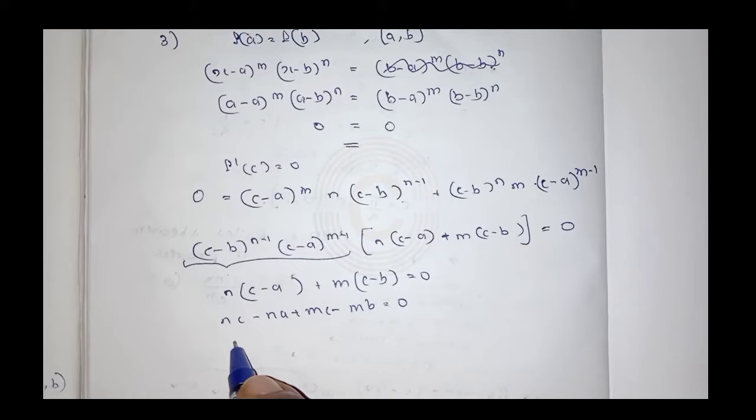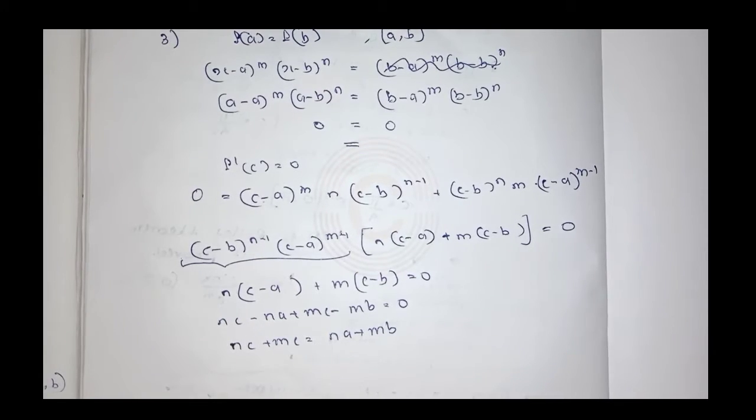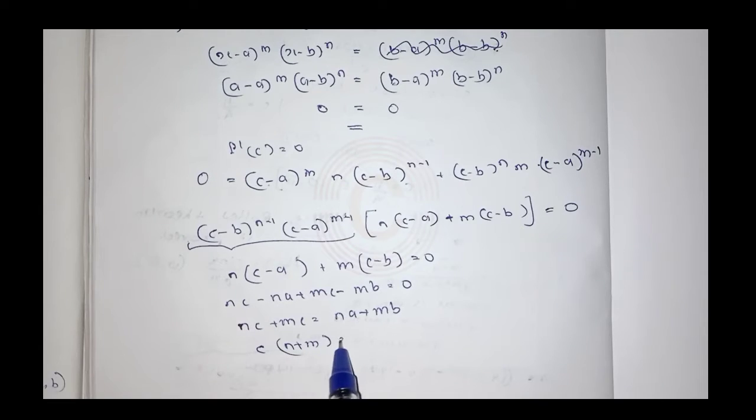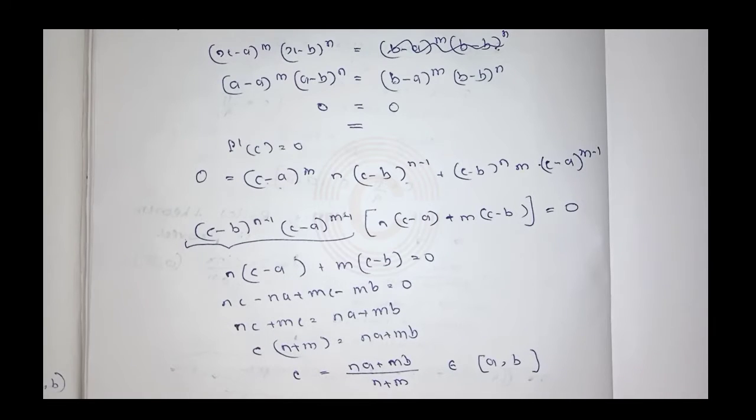And we can write it as nc plus mc, which is equal to na plus mb. That is, these minus terms are taken to the right hand side from the left hand side. By taking c common, that is c into n plus m, which is equal to na plus mb. So the value of c is equal to na plus mb, the whole divided by n plus m. So it means that the value c belongs to the given interval a comma b, hence Rolle's theorem is proved now.